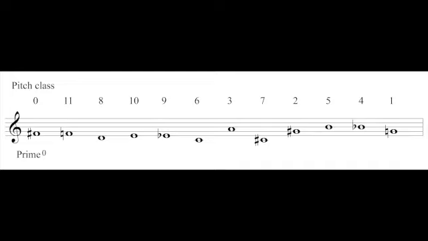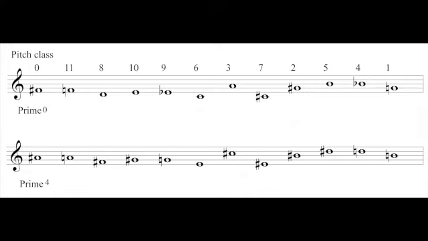Now, you can see 12 different pitches in a different order. This is prime 0, then prime 4 will be transposed 4 semitones above prime 0.